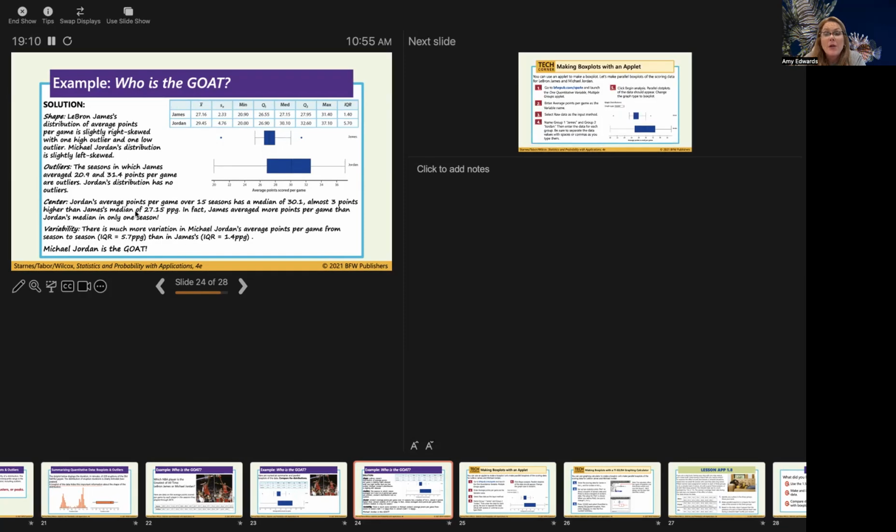Now, variability, we already talked about this. Michael Jordan's varied a whole lot more than LeBron's did. And so when we look at this IQR, 5.7 versus 1.4, when we add all this information in here, yeah, we can definitively say Michael Jordan was better. Michael Jordan's the GOAT. And again, you still may have your opinion. You like LeBron better, but if we're doing statistics, can I prove statistically who is better?